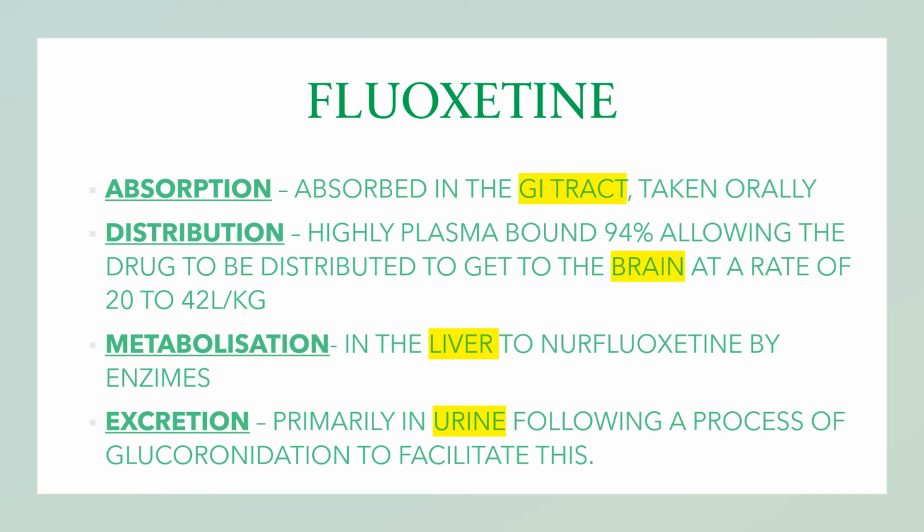The next drug, fluoxetine. The absorption: it's absorbed in the GI tract and taken orally. The distribution: it's highly plasma bound, 94%, allowing the drug to be distributed to the brain at a rate of 20 to 40 litres per kilogram. Metabolization happens in the liver, where it converts to norfluoxetine by enzymes, and the excretion is primarily in the urine following a process of glucuronidation to facilitate this.